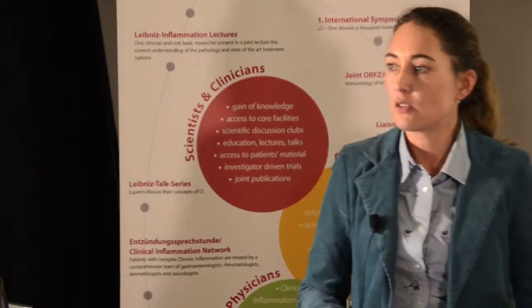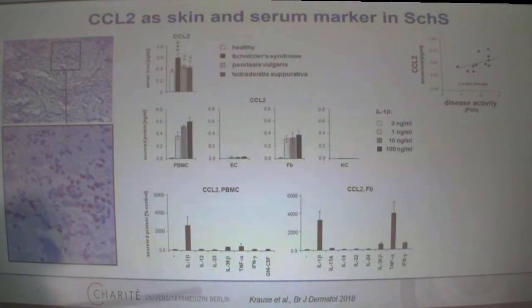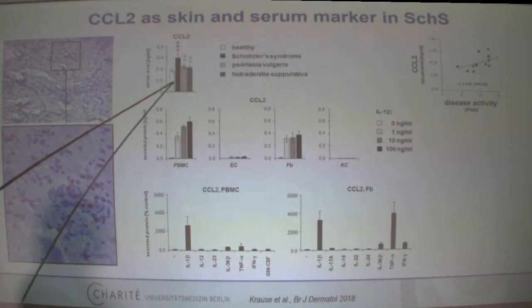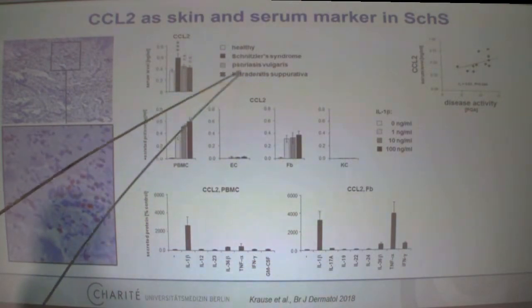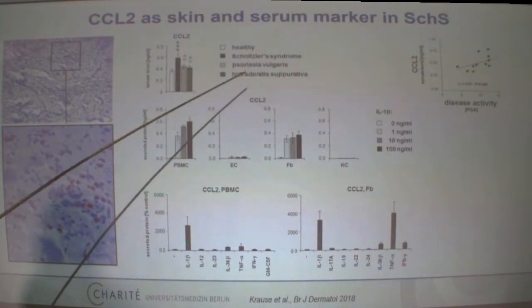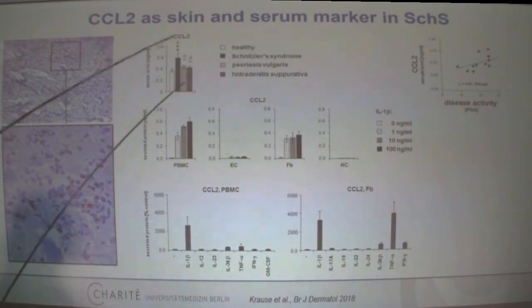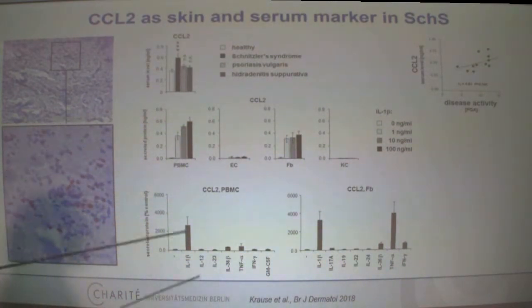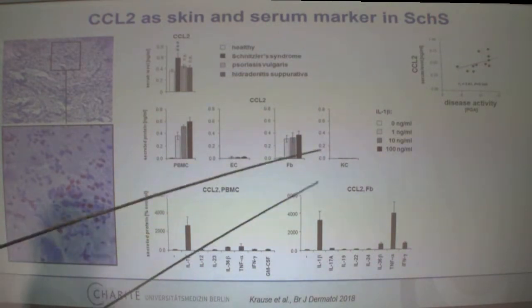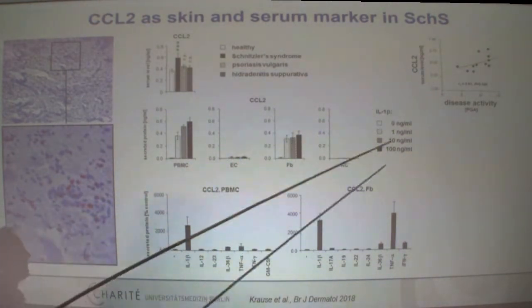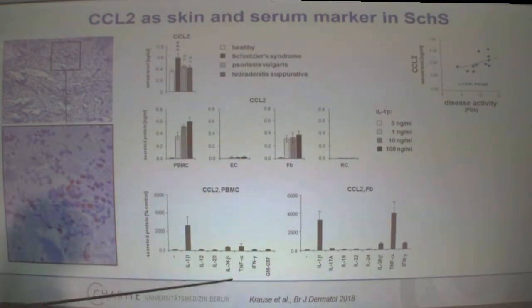We also look for certain serum or skin biomarkers ourselves, and CCL2 was one we found to be of relevance, in particular for Schnitzler syndrome. Here you can see CCL2 expression in the skin. Compared to healthy volunteers, but also other inflammatory diseases like psoriasis or hidradenitis suppurativa, we could see that serum levels of CCL2 are upregulated. This also correlated quite well with the disease activity of the patients.